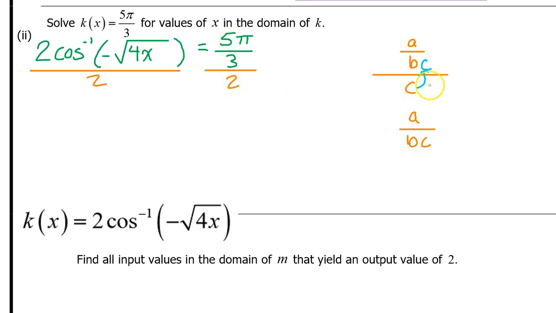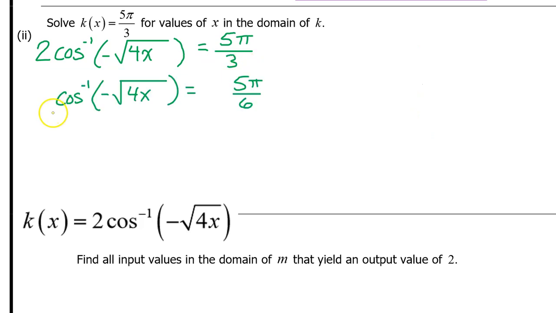And as I just demonstrated in the side lesson, this 2 is going to end up multiplying into the denominator. So on the next step, we will have 5 pi over 6. Next, we can cancel out the arc cosine by taking the regular cosine of both sides of this equation. So I can take the cosine of the left and the cosine of the right.